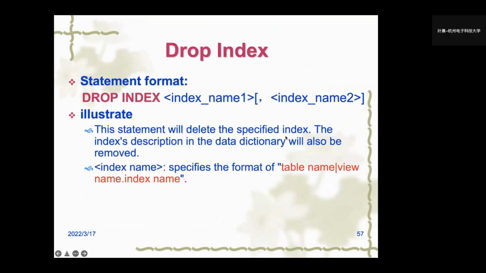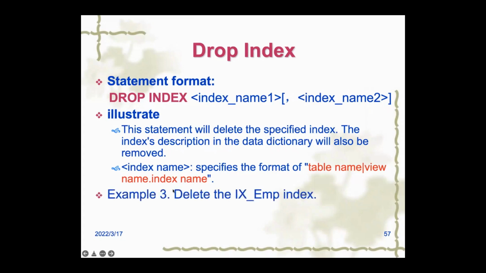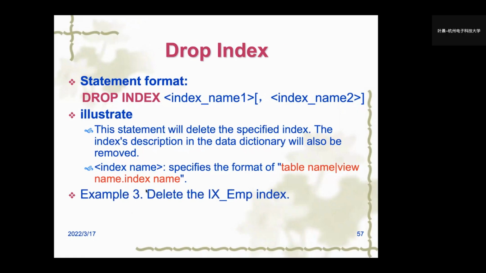And also the statement format of the DROP INDEX, including the index name. This statement will delete the specified index, and the index description in the data dictionary will also be removed. And the index name specifies the format of the table name, view name, and index name. You use this format like this. So if you want to delete the IXEMP index, we can simply use DROP INDEX employee.IXEMP.